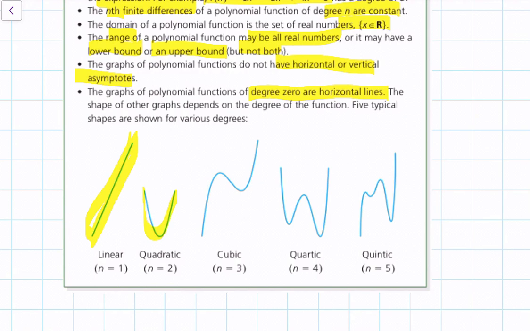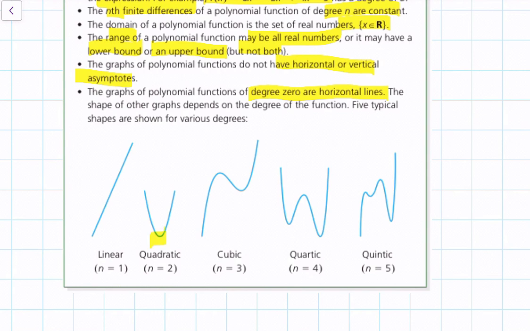Cubic, n is equal to 3, so this might be new to you, but in general you'll have this shape for a cubic. Quartic, n is equal to 4, and quintic, n is equal to 5. Now, something that you might be seeing is, as you move through, the number of turning points appears to be the degree minus 1, which is true, right?